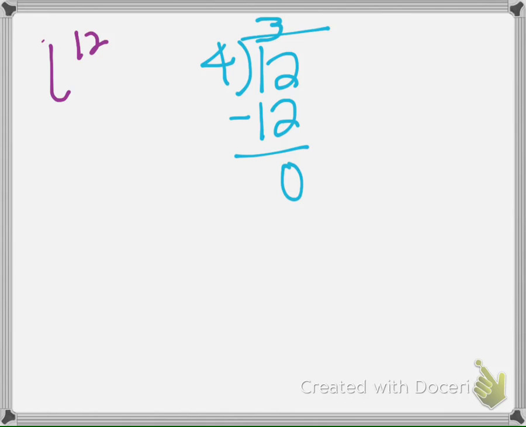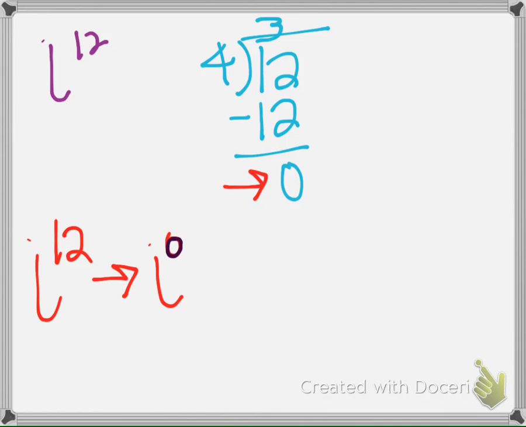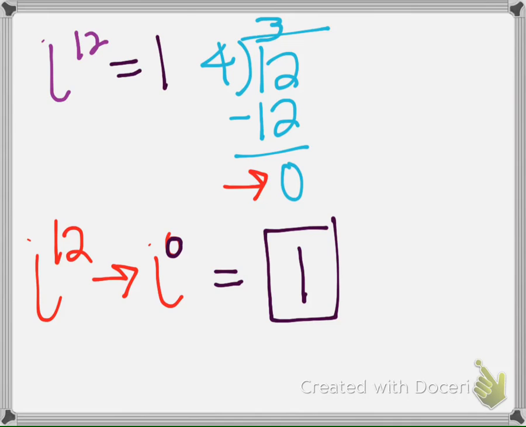That means i to the 12th power has the same value as i to the 0 power. And we know, we've proved in this class, that anything to the 0 power equals 1. So that means i to the 12th equals 1.